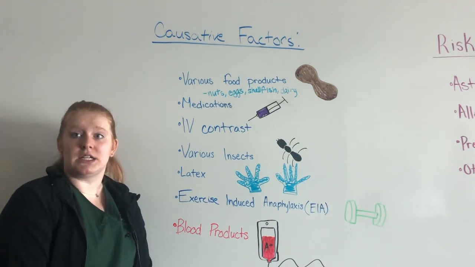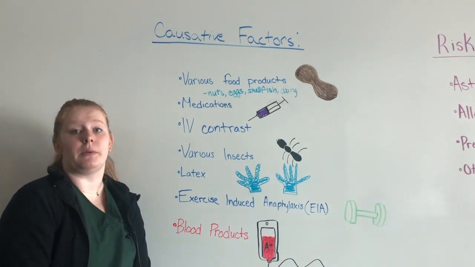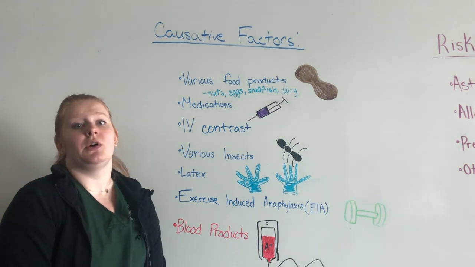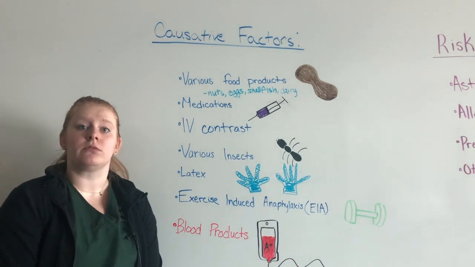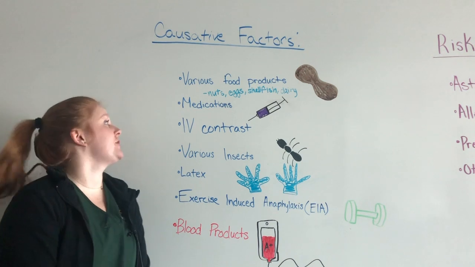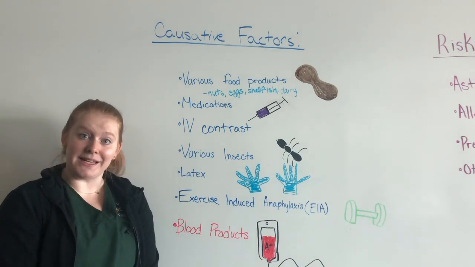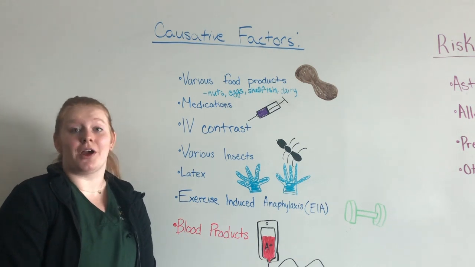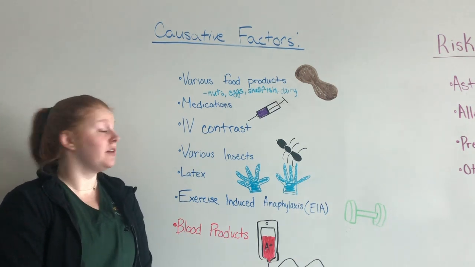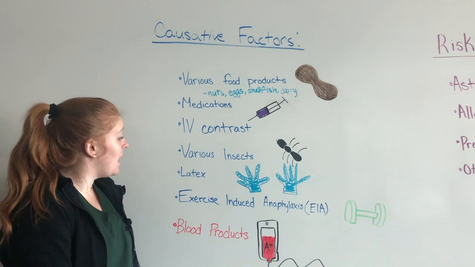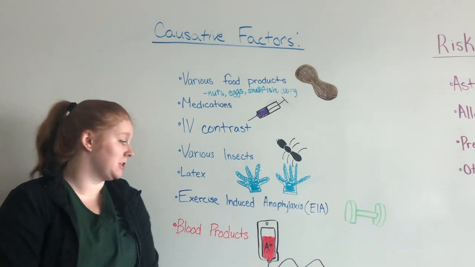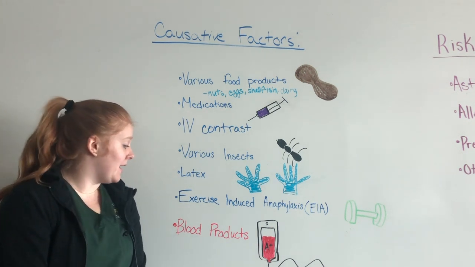When getting a CT or an MRI, a lot of people are allergic to the dye, so it's very important to make sure with your patient whether or not they are allergic to that. Another thing is various insects, so of course you have your bees, you have wasps, another one is actually fire ants. And then you have latex gloves, lots of people are allergic to latex.